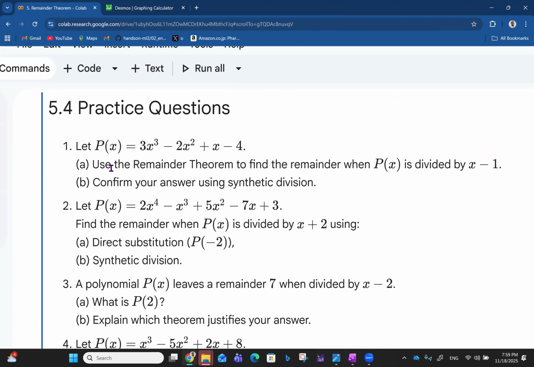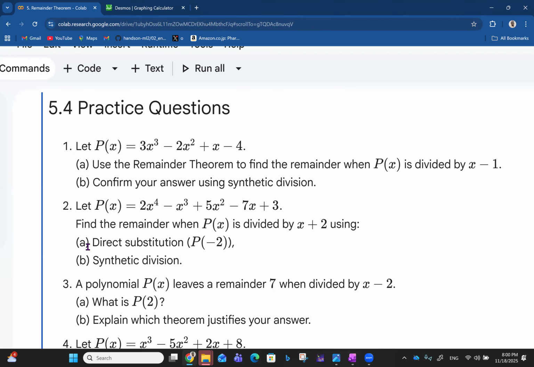The first one: let p of x be 3x cubed minus 2x squared plus x minus 4. Use the remainder theorem to find the remainder when p of x is divided by x minus 1. What do you do? Just put 1, okay? Because x minus 1 is 0, so x is equal to 1. So your c now is 1. So you have 1 raised to 3, that's 3, minus 2, that's 1, plus 1 again, that's 2, minus 4. That's minus 2. So there's a remainder that is not 0, which means that x minus 1 does not divide this. So you can confirm using synthetic division. I mean, you know how to go about that.